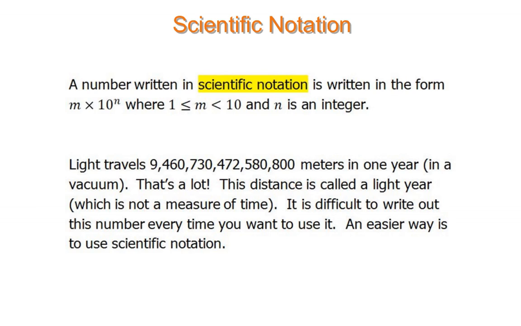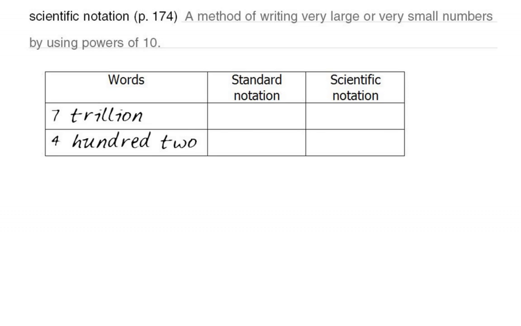This distance is called a light year, which is not a measure of time, by the way. It's a measure of distance. It is difficult to write out this number every time you want to use it. An easier way is to use scientific notation. So we'll come back to this maybe later in the video lesson, but let's take a look at some examples.